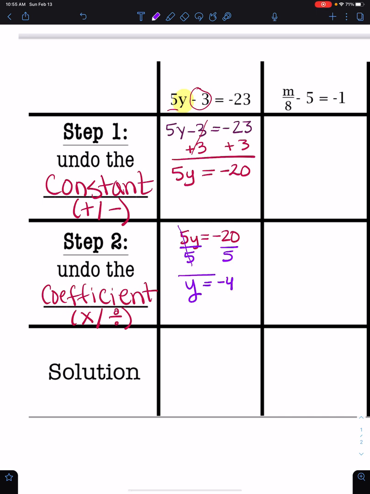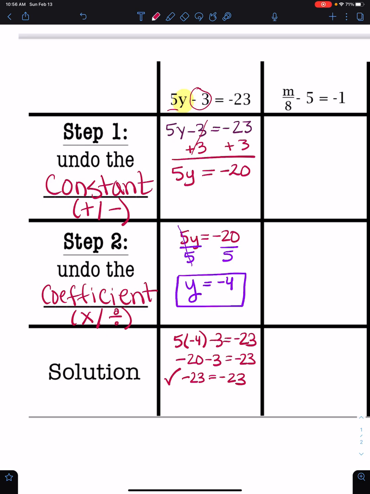This is my solution. I can check my solution by replacing the y in the original problem with the answer I got, which is negative 4, to see if it's true. 5 times negative 4 is negative 20. Negative 20 minus 3 is negative 23, so we did, in fact, get the right answer. That's the beautiful thing about equations. You can check them before you ever turn in your test, right?